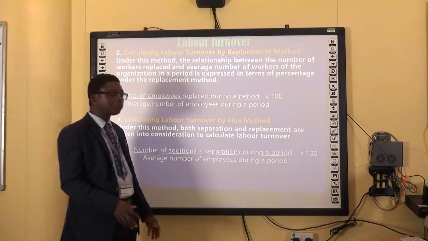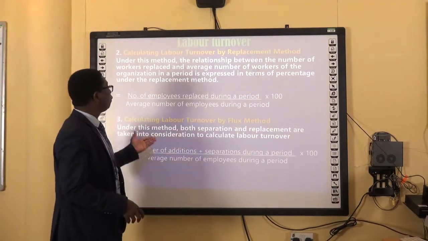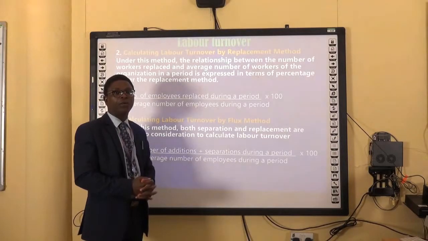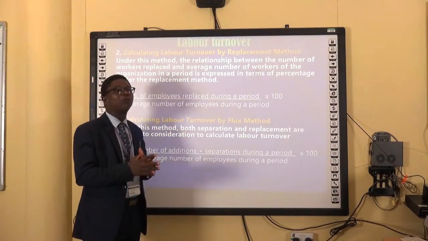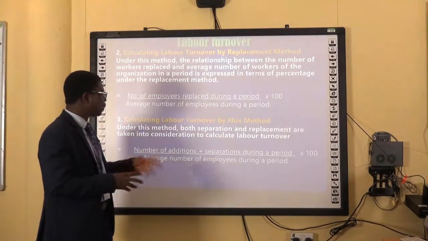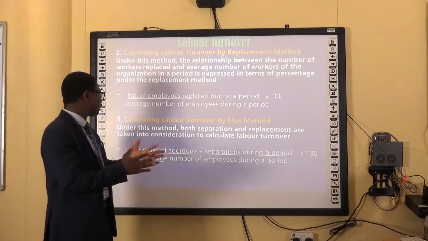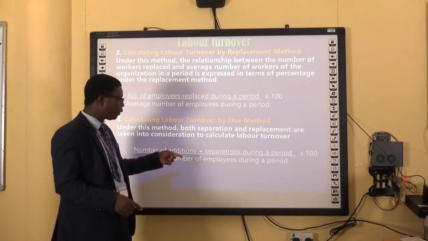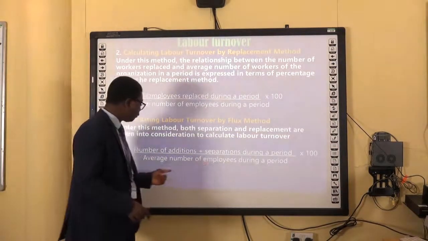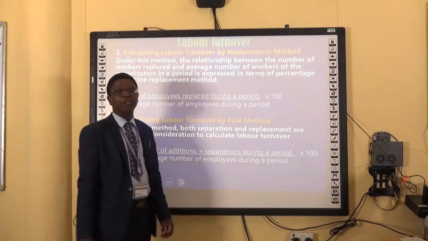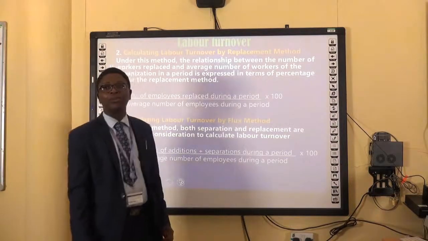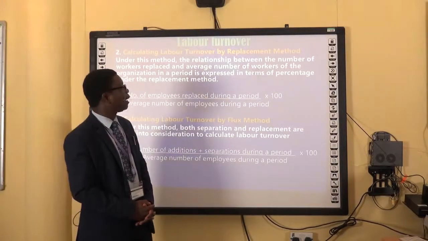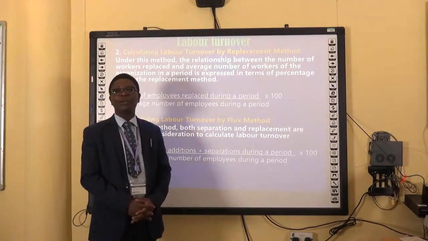And then the last one, which is where we are going to stop for today, is what we call the flux method. The flux method is a combination of the first two that we have looked at. So under this, both the separation and replacement are taken into consideration to calculate labor turnover. So we have the number of additions plus separations during a period, all over the average number of employees during the period, multiplied by 100. So that is labor accounting, as an introductory part of the subject.